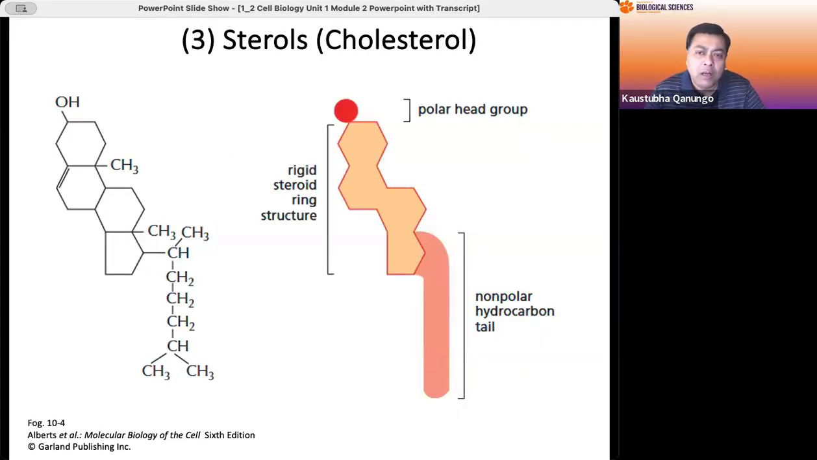This is cholesterol, and this is a planar molecule which does have a planar four-membered ring and a tail. And this is a rigid steroid ring structure and a non-polar hydrocarbon tail, and they are integral to many membrane structures, and many of the lipid-soluble hormones are synthesized from cholesterol as the precursor. So very, very important molecule.